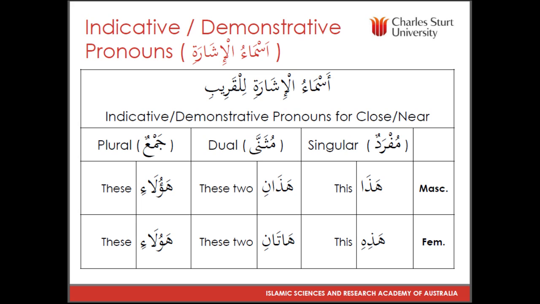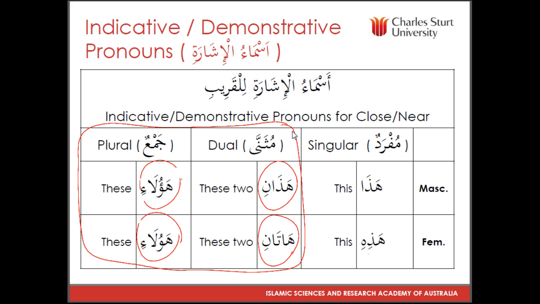To just have an idea of the complete thing, we put it here. For first lectures we are always focusing on singular. هذا means this, for a masculine close object. هذه is for a feminine close object. For far, أسماء الإشارة للبعيد. بعيد means far. The masculine one is ذلك, the feminine one is تلك.